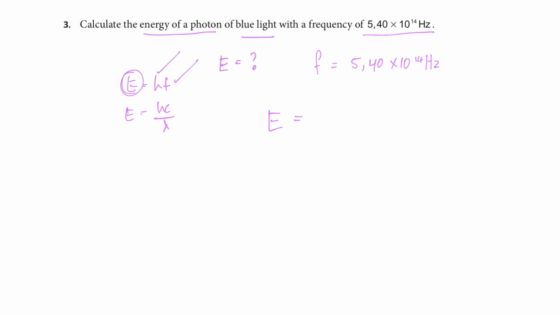So E is equal to hf. Your h is 6.63 times 10 to the power of negative 34, multiplied by 5.40 times 10 to the power of 14 hertz. Pop it into your calculator and you should get 3.58 times 10 to the power of negative 18 joules.